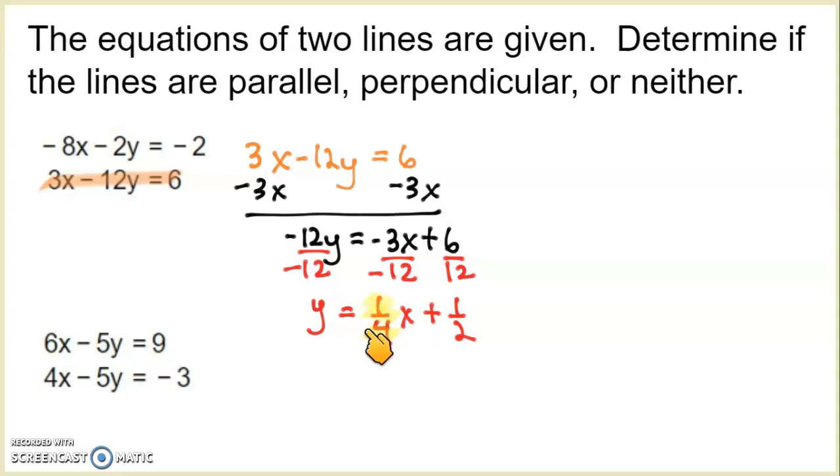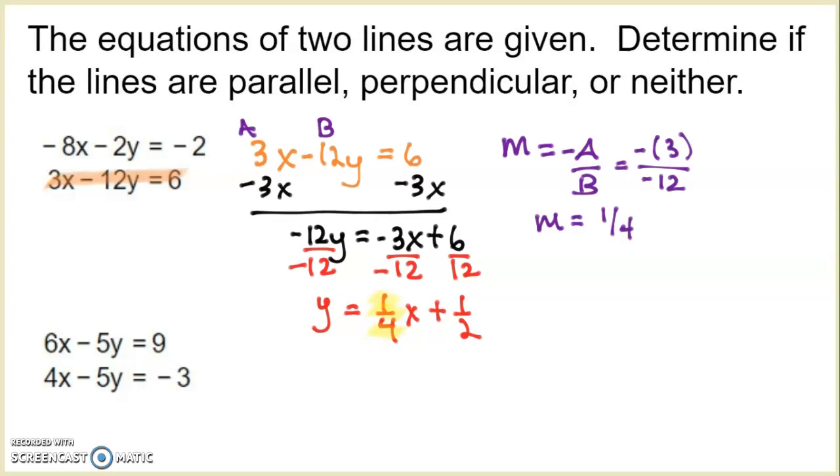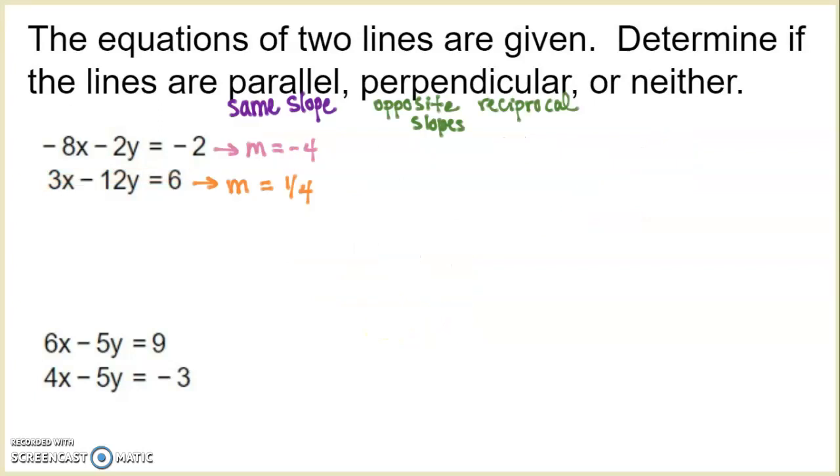I'm only really concerned with the slope, so I don't really need the y-intercept right now, but my slope is 1/4, and using the shortcut, I get the same. So with A and B, the opposite of A, so the opposite of 3 is -3, divide that by -12, I get 1/4. And when I compare those two numbers, the first slope was -4, the second slope was 1/4.